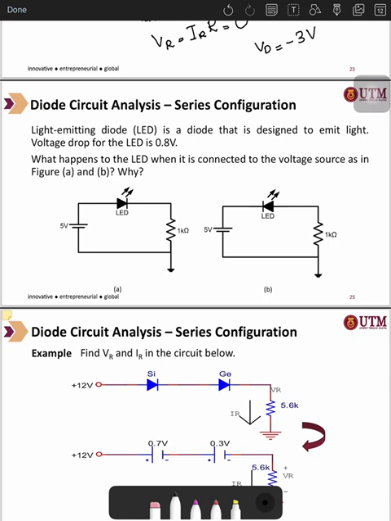Okay, so you have to relate whether it is connected in reverse bias or forward bias. When this kind of question comes out, you have to relate it to the fundamentals: the mechanism of the electron when it is connected to the silicon in forward bias, and what the mechanism is when it is connected in reverse bias. You have to relate it with the depletion region and so on. That is how you can answer this kind of question.